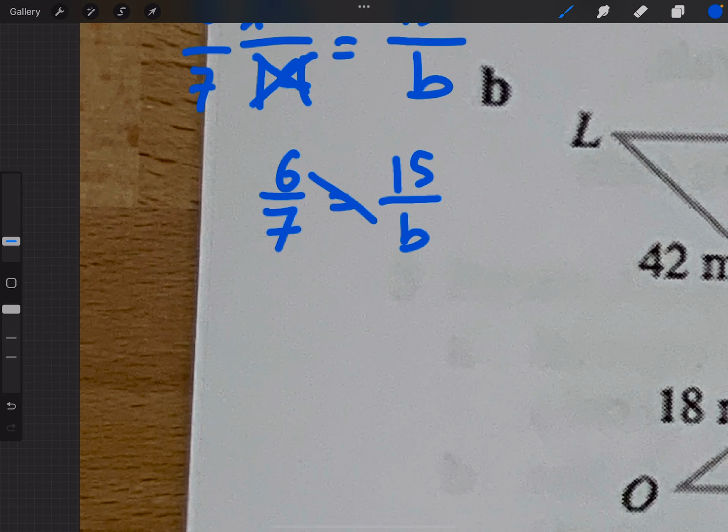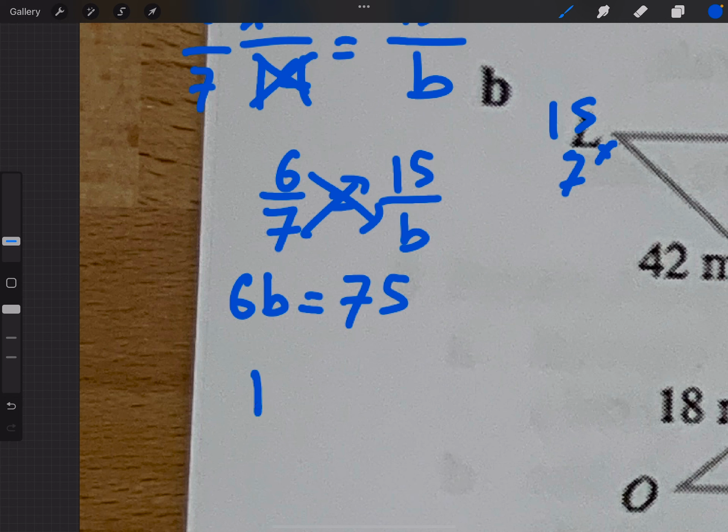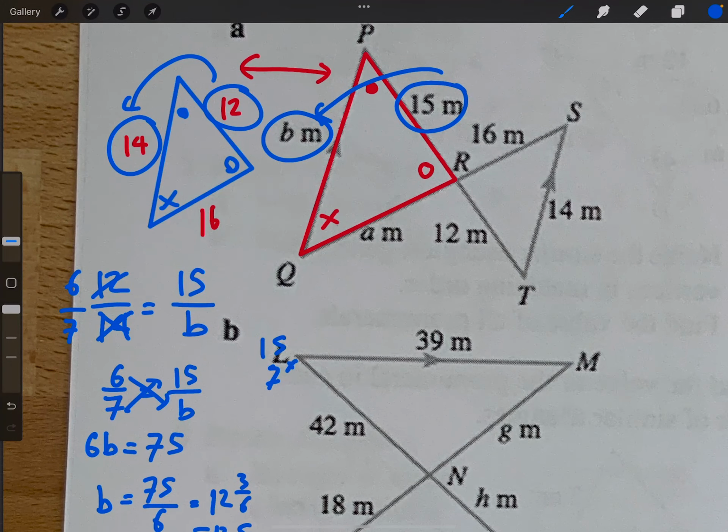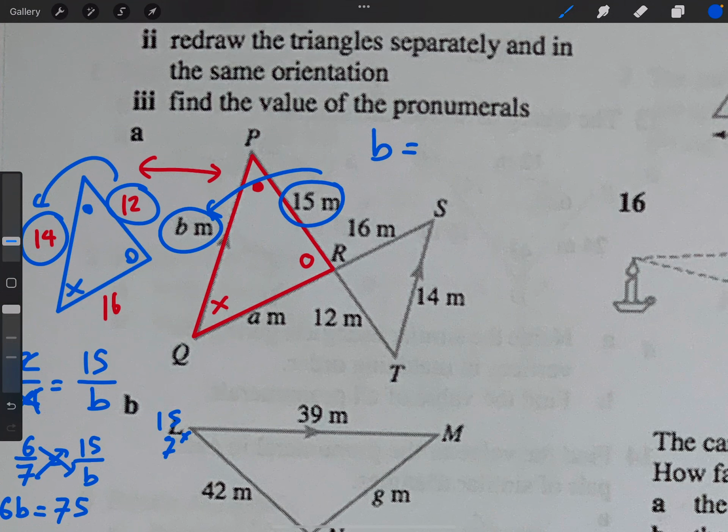Do a bit of cross multiply, and you're going to get 6b equals 7 times 15, which will give us, what is that? 7 times 15, oh, it's 105, that's right. So b is equal to 105 divided by 6. And that's going to give you 17 remainder 3 over 6, so it equals 17.5. So the answer for B is 17.5. There you go. Now A.